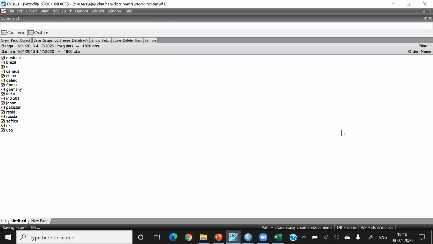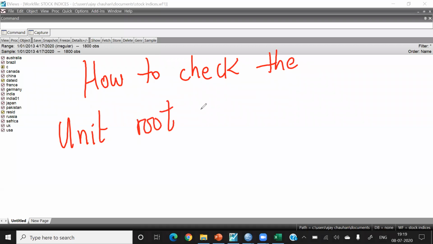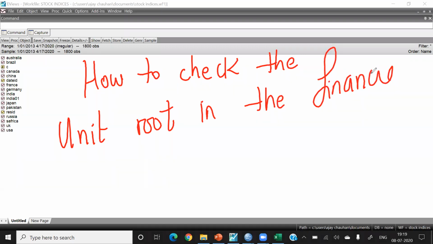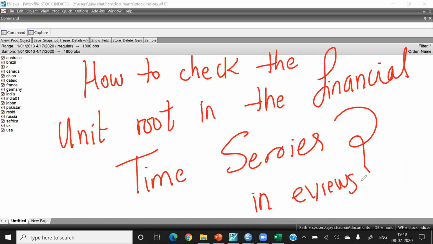So I'm writing the purpose of this session, the next 10 minutes: how to check the unit root in the financial time series. Okay. So the process I am showing you in EViews. So this is the purpose.